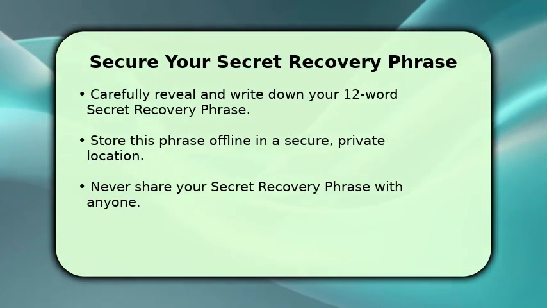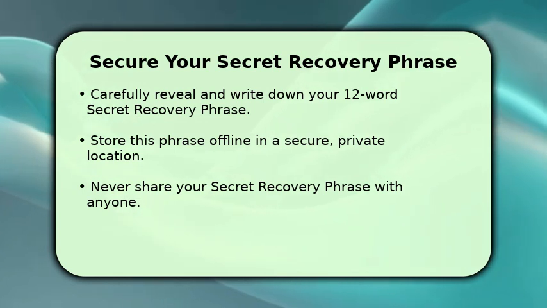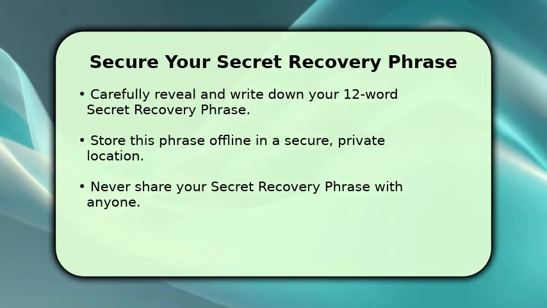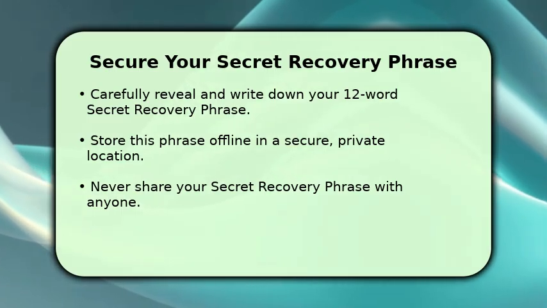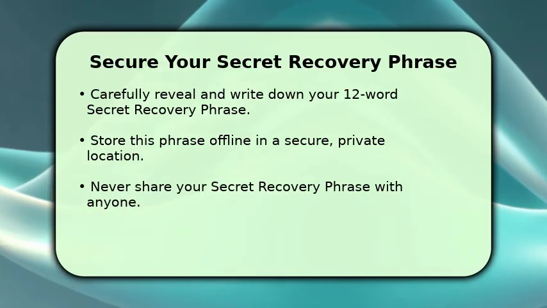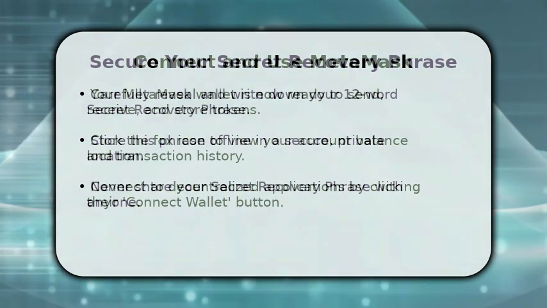MetaMask will present you with a 12-word secret recovery phrase. Write these words down precisely, in the exact order shown, and store them in a very safe, offline place. Never share this phrase, as it grants full access to your funds. You will then be asked to confirm the phrase by re-entering the words in sequence.